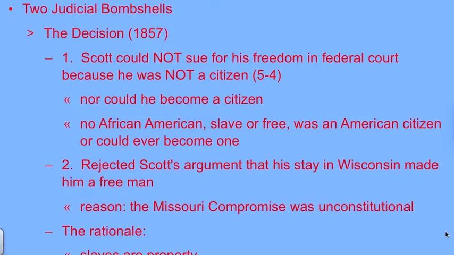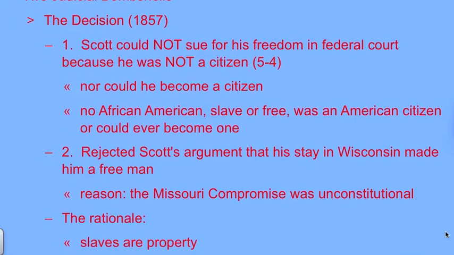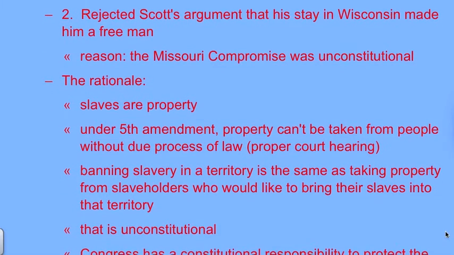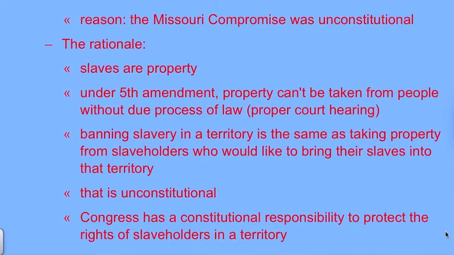What did the Supreme Court decide? First, they decided that Dred Scott could not sue for his freedom in federal court because he was not a citizen. On that issue, the court was 5 in favor and 4 against. They also decided that he could not become a citizen and that no African American, whether they were slave or free, could be an American citizen. Number 2, they rejected Scott's argument that his stay in Wisconsin made him a free man. And the reason was they said that the Missouri Compromise was unconstitutional.